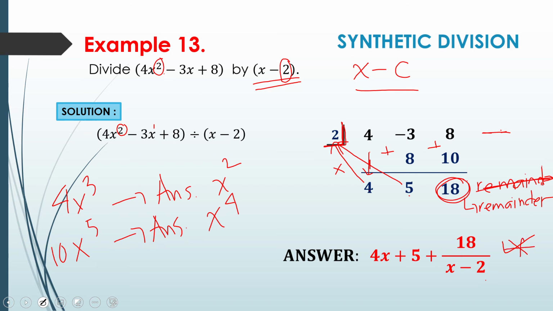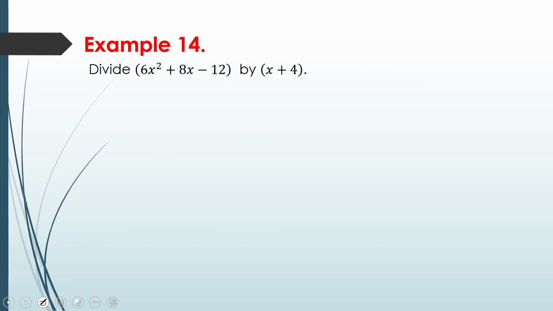This is how you do synthetic division. So let's have another one. Example number 14, you have to divide 6x squared plus 8x minus 12 by x plus 4. So you have to check first, is this of the form x minus c? Yes, because I can rewrite it as x minus of a minus 4.